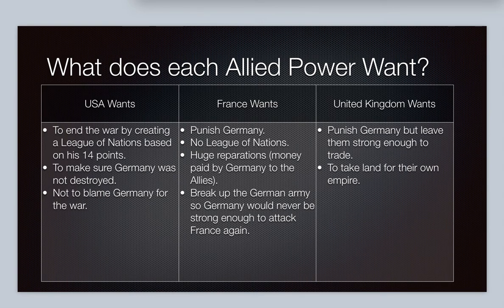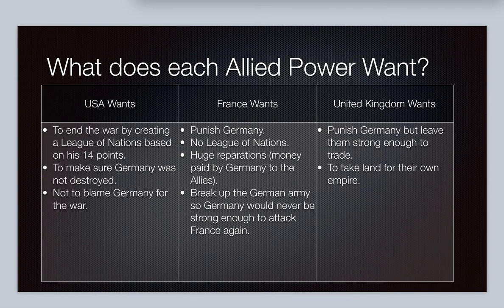So France wants, first of all, to punish Germany. They want no League of Nations. They want huge reparations. This is money paid by Germany to the Allies. And they want to break up the German army so Germany would never be strong enough to attack France again. The United Kingdom wanted to punish Germany, but they wanted to leave them strong enough to be able to trade. So they didn't want to completely destroy them. But they did want to take some land for their own empire.